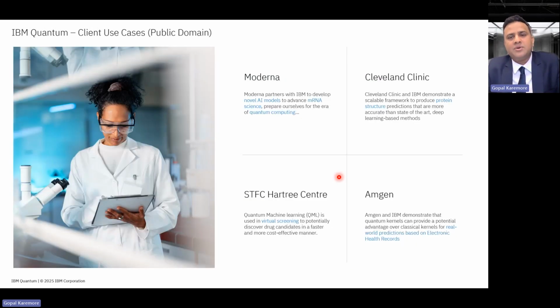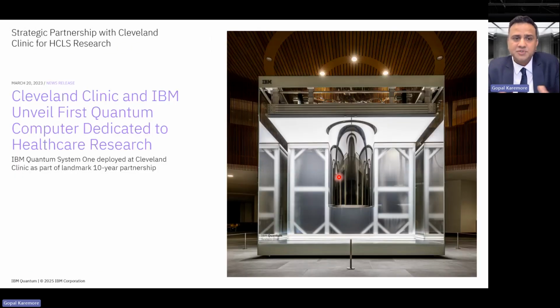So now we will talk about what we have done for our enterprise clients, for example Moderna, Cleveland Clinic, STFC Hartree Centre, and Amgen. If we go one by one, this is, I think, our biggest investment in HCLS. This is our 10-year partnership with the Cleveland Clinic from IBM Quantum, led by Dr. Lara Jehi. We are exploring different facets of drug discovery and development, from target discovery to commercialization of the molecule into the market. That means genomics, phenomics, and also population genomics.